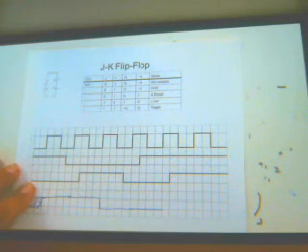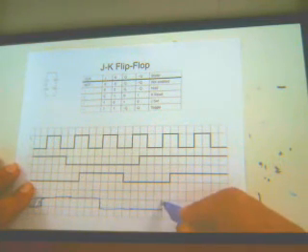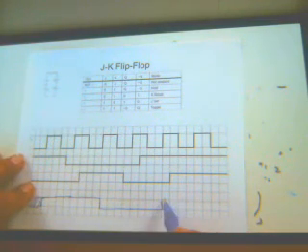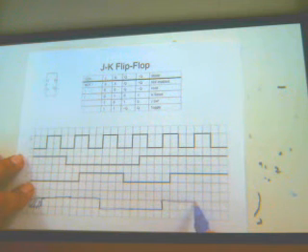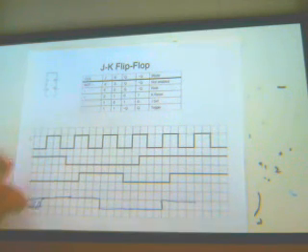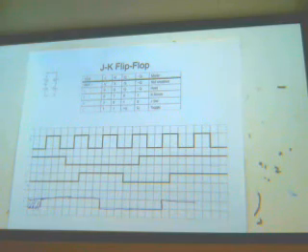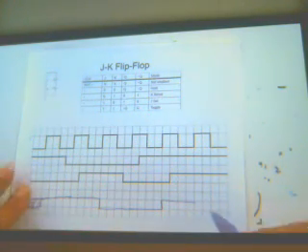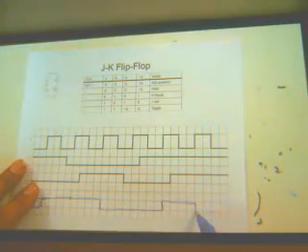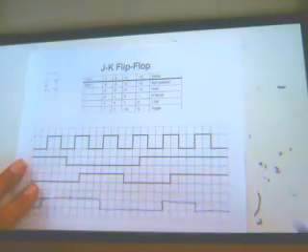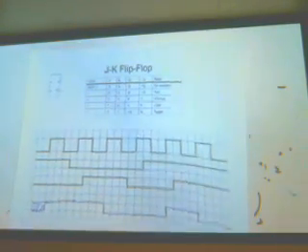Now J is 1, K is 0, so what does that mean? Go to the next leading edge. No change. Oh no, that is different, isn't it? What do you see here that we haven't really legally seen before? Toggle. And so if we're going to toggle, we're going to do this. Okay. JK.